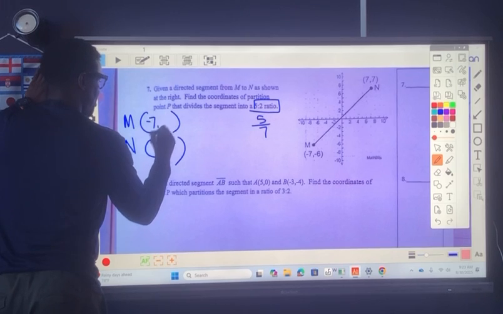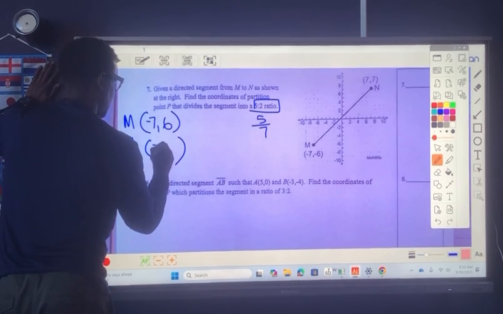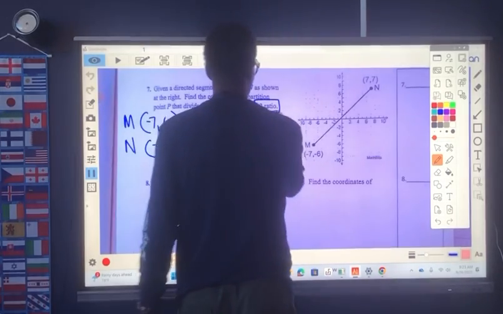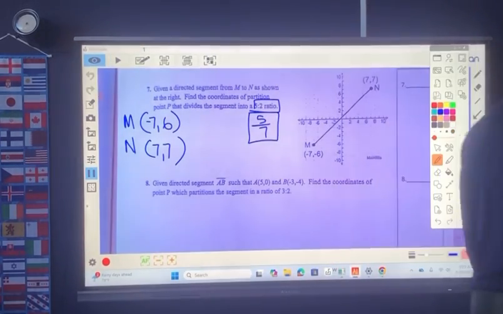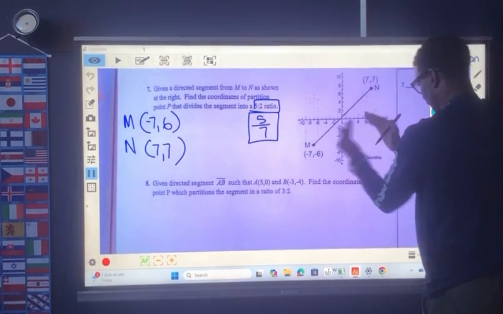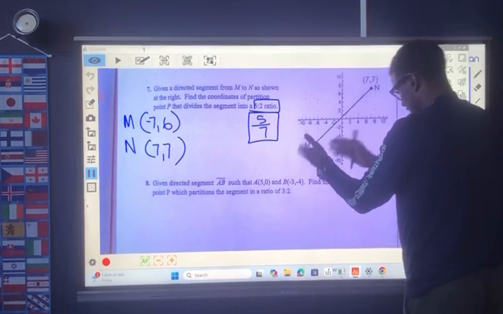All right, watch this, and you should be jotting this down. -7 and 6, and 7 and 6, right? We've got a ratio of 5 to 7, so that you can see. Remember, we're not going the entire distance. You're going 5/7 of the distance.